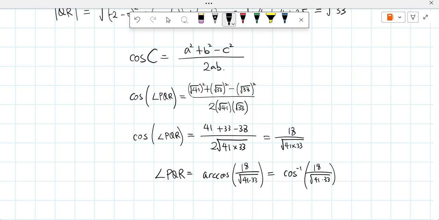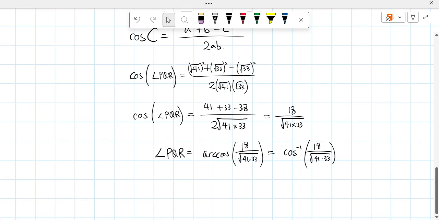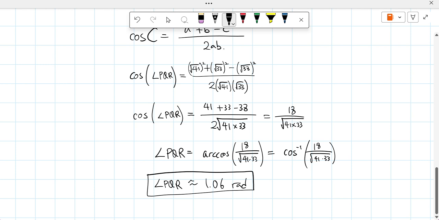So let's put that into the calculator. Once again, in this problem, I don't think the angle was given in degrees. So I'm going to use the default, which is radians. Arccos of 18 divided by square root of 41 times 33 turns out to be 1.06 approximately. .059, so 1.06. So that is the angle PQR.